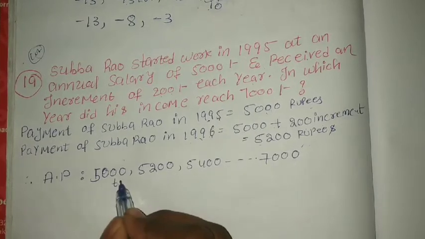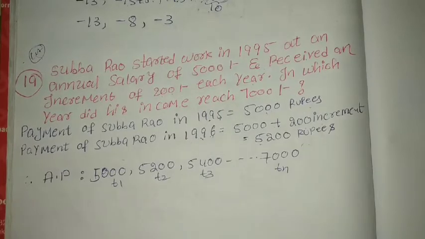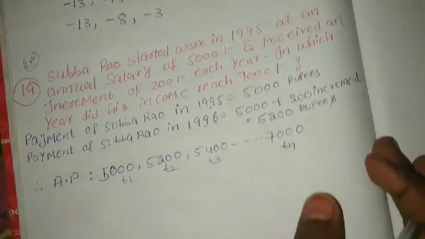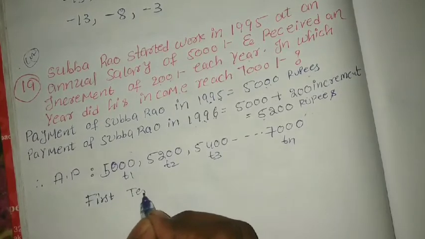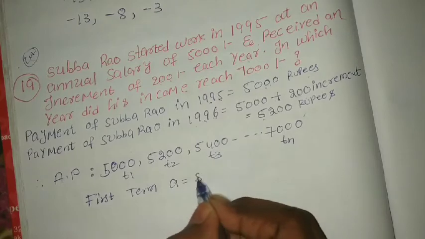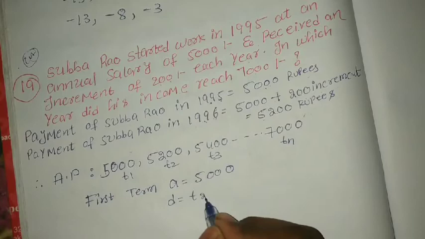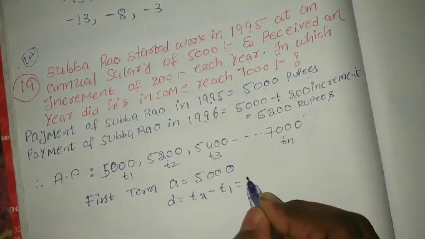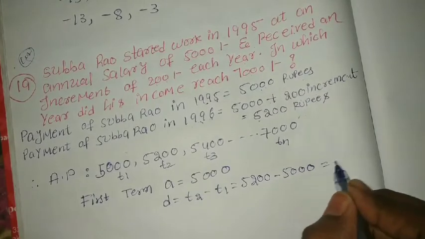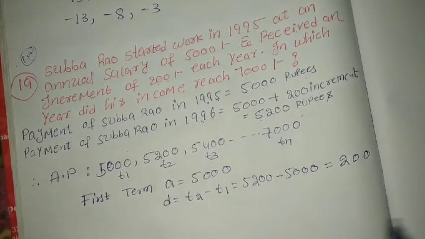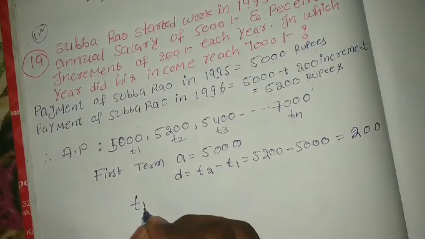So this is term 1, term 2, term 3. This is the nth term. So what is the first term? That is a is equal to 5000 and common difference d is equal to t2 minus t1. That is 5200 minus 5000. What will we get here? 200. Understand?